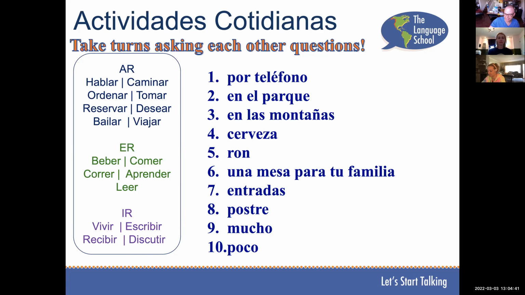All right. Take turns asking each other questions, okay, using the prompts that you see here. So remember, conversationally, you ask a question in the tú form, and then you answer it in the yo form. Margaret to Kaylee, número 1, por teléfono. ¿Hablas por teléfono? Sí, hablo por teléfono. Is that how I would answer? Exacto.